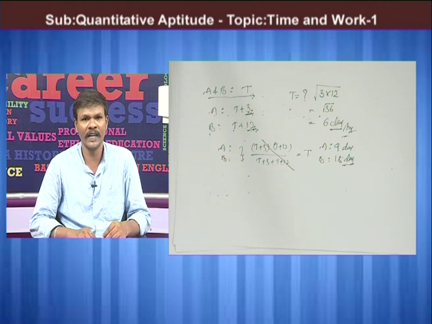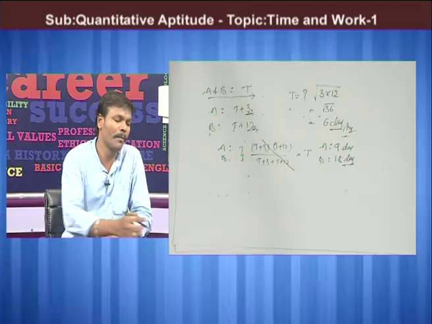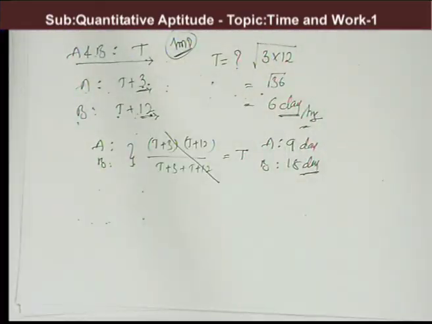So, the T value is the square root of 3 times 12, that is root of 36, which is 6 days. Very, very simple, and an important question, frequently asked in various examinations. So, you have to remember that. Okay, clear. Moving on to the next question.